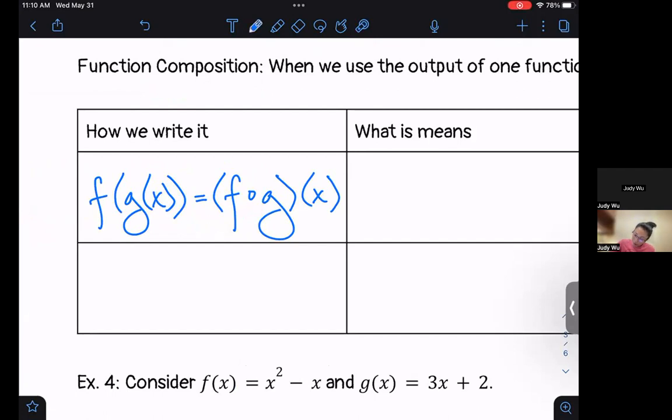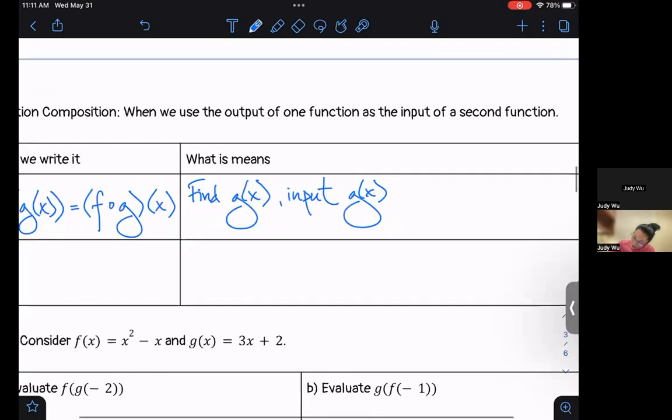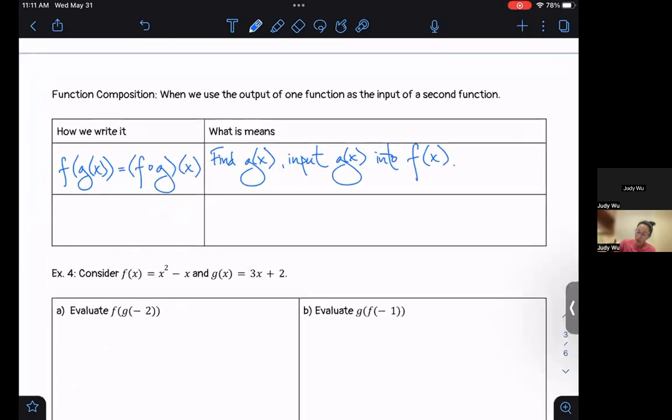Now, let's write out in words what this means, okay? So this means find g of x, input g of x into f of x. All right, so we're putting the g into the f.